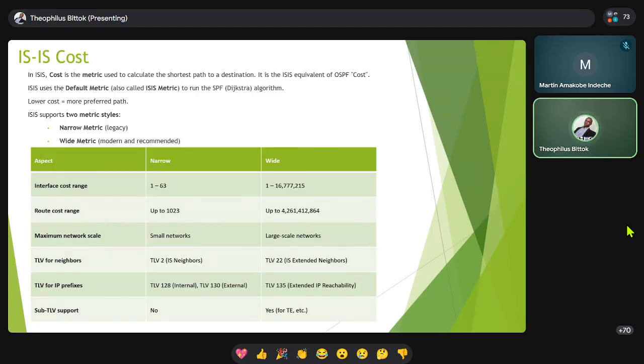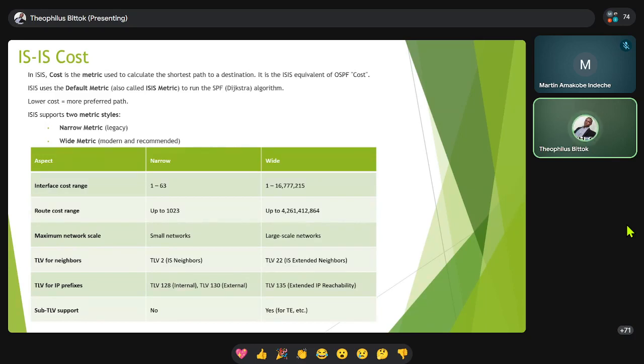261,412,864. So that's the amount. The cost may increment up to that number. Another thing you also need to consider when it comes to adjacency formation: if you have a narrow metric on one side and a wide metric on the other side, I really doubt it can form an adjacency.